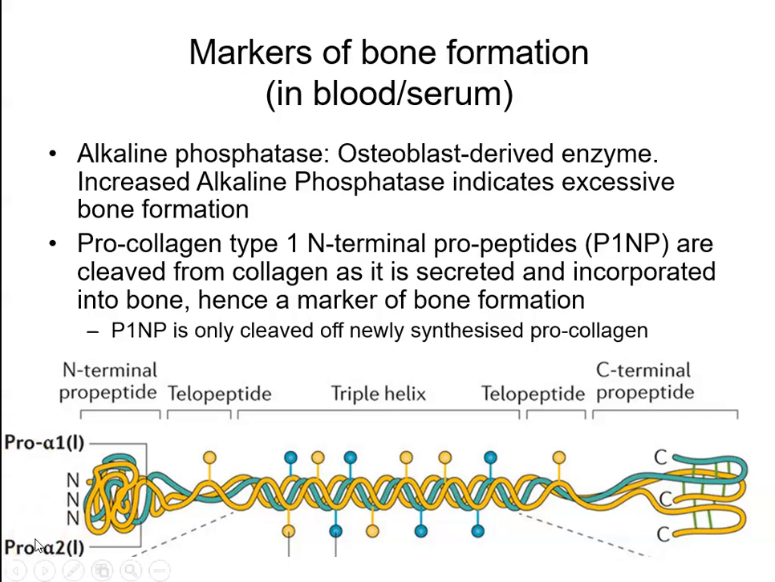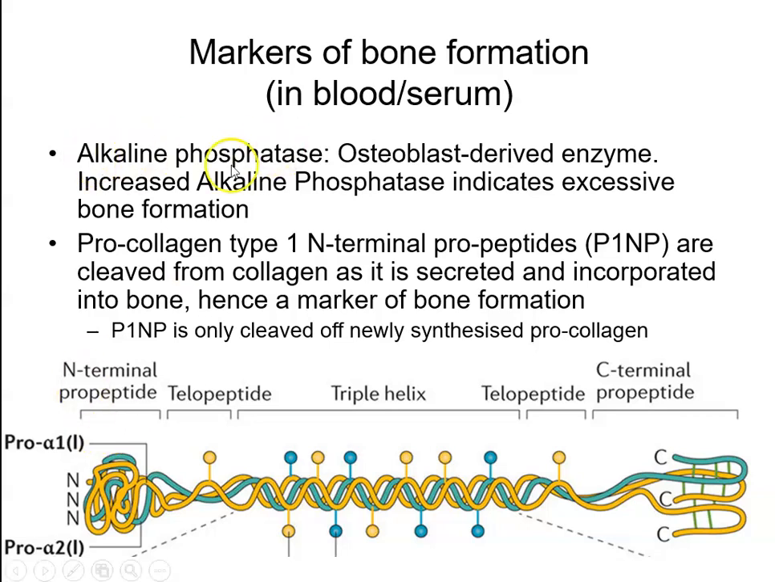And another confirmation of this is alkaline phosphatase. So osteoblasts secrete alkaline phosphatase, and if there are high levels of alkaline phosphatase, that suggests that there are high levels of bone formation going on.